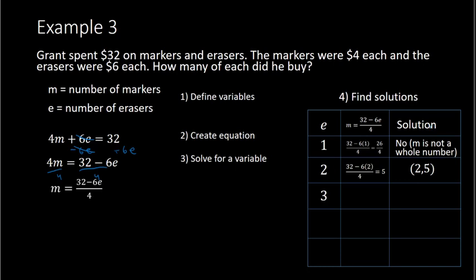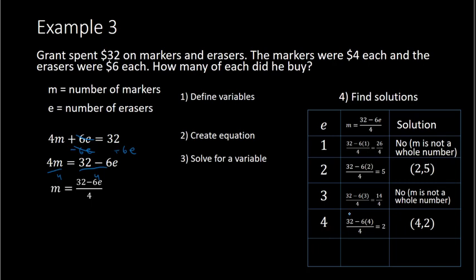Let's try plugging a 3 in. Now we have 32 minus 6 times 3 over 4. That's going to give me 14 over 4, which is not a whole number, so this would not work. Plug a 4 in. 32 minus 6 times 4 over 4. That gives me 32 minus 24, which is 8. And 8 over 4 is 2. So this could be a solution where I bought 4 erasers and 2 markers. All right, so that's another solution.